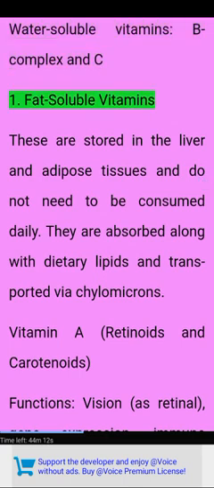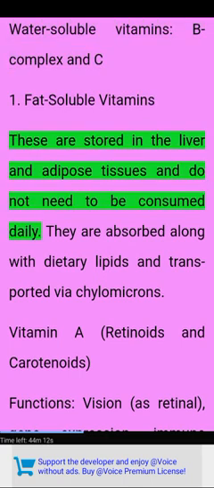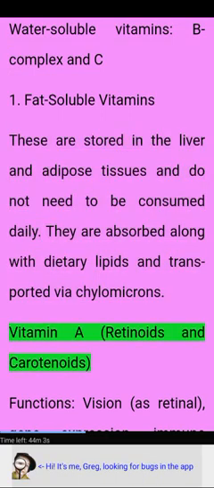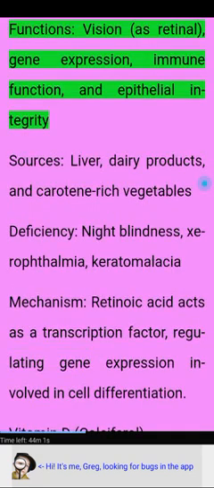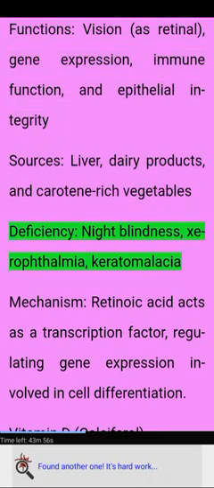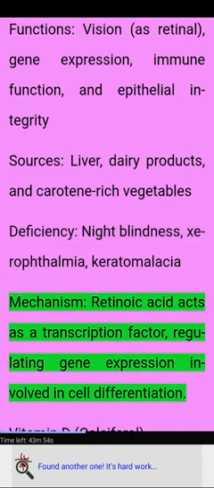1. Fat-soluble vitamins. These are stored in the liver and adipose tissues and do not need to be consumed daily. They are absorbed along with dietary lipids and transported via chylomicrons. Vitamin A: retinoids and carotenoids. Functions: vision as retinal, gene expression, immune function, and epithelial integrity. Sources: liver, dairy products, and carotene-rich vegetables. Deficiency: night blindness, xerophthalmia, keratomalacia. Mechanism: retinoic acid acts as a transcription factor, regulating gene expression involved in cell differentiation.